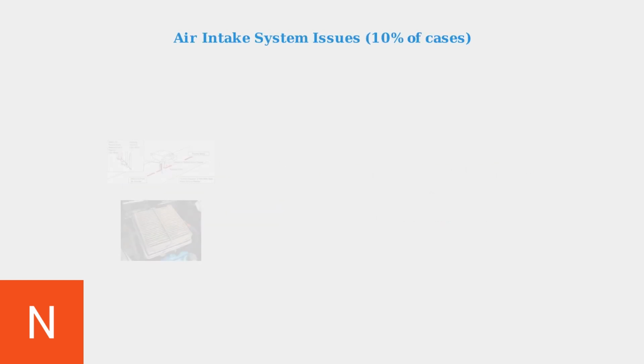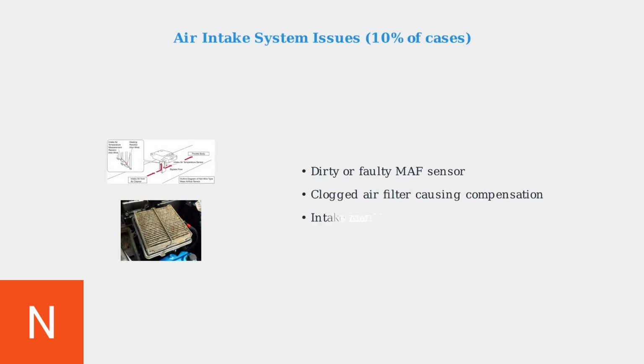Air intake system issues account for the remaining 10% of cases. These problems involve dirty or faulty mass airflow sensors, clogged air filters that cause the system to compensate, or intake manifold runner control problems. These components work together to ensure proper airflow measurement and delivery to the engine.